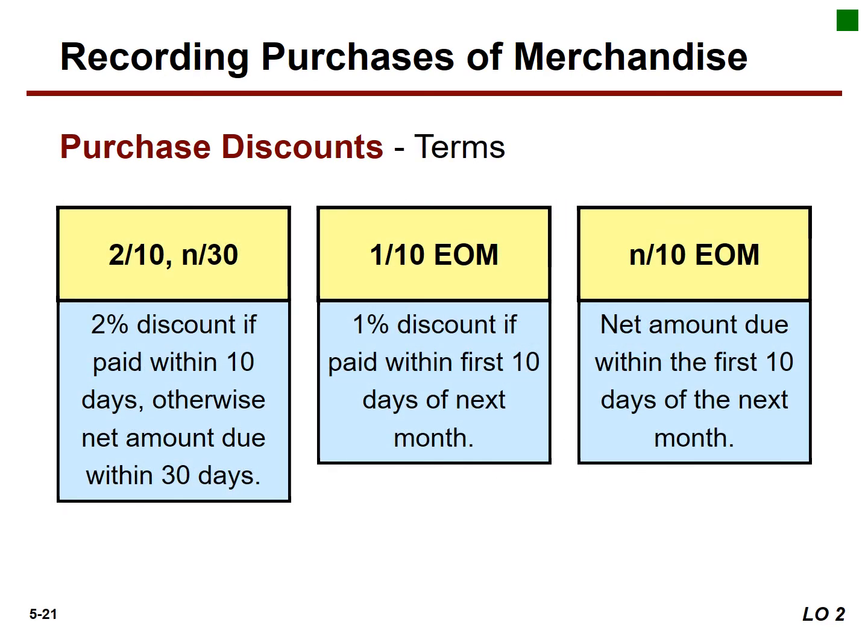Here are some other examples. 2/10, net 30, it might be 1/15, net 45. You could think of a bunch of different variations. Sometimes you might see something that looks like this, but something that is styled like this is more normal than these other two.